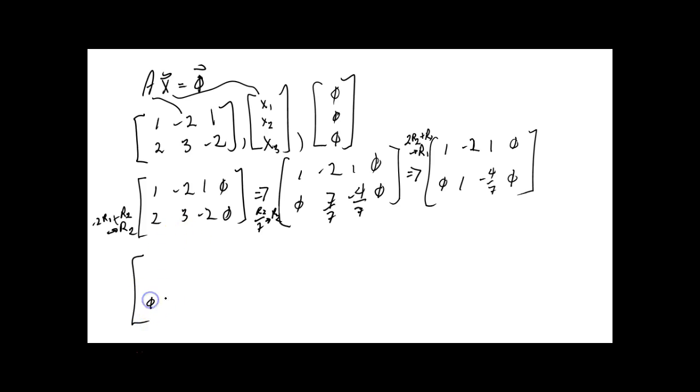We're keeping the second row, 0, 1, minus 4/7, 0. All right, so let's do what it says. Minus 2 times 0 plus 1 is 1.